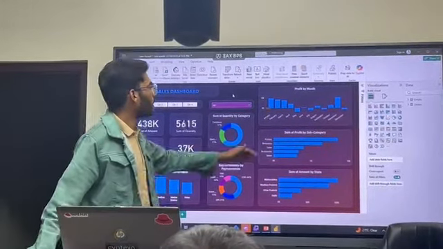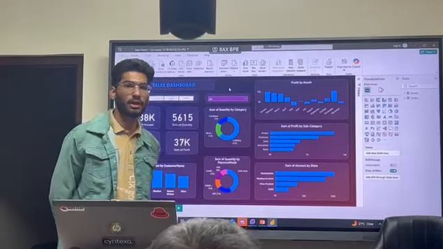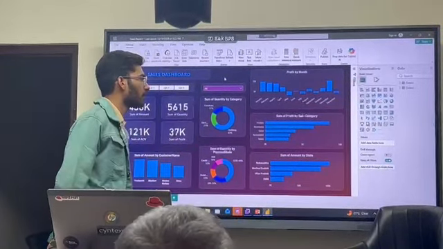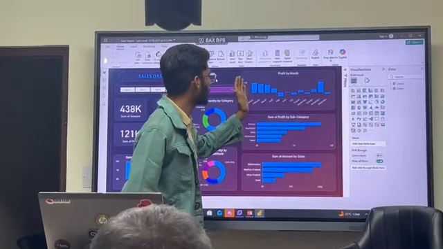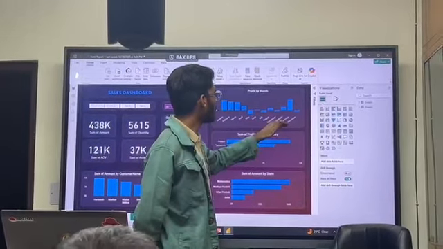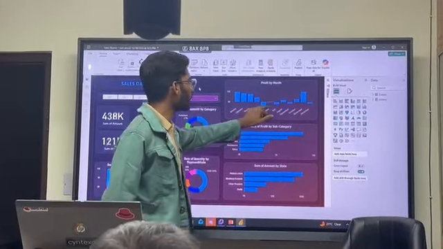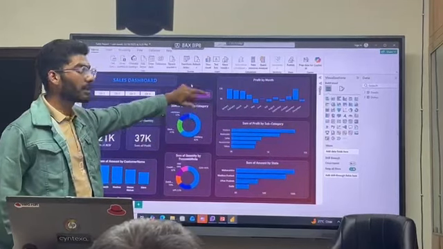Then this column chart shows profit by month. Here we can see our profit: in January, February, March, and April we are up, and in October and November we are also in profit. But you can see that in a few months we are in loss. So this is profit by month.